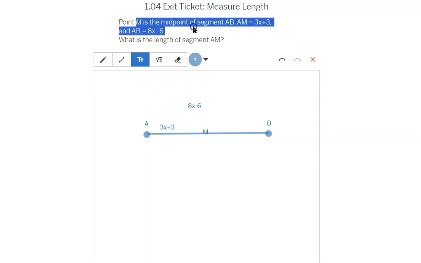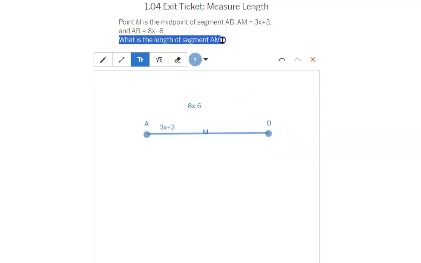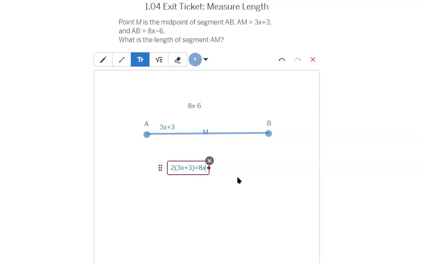Since M is the midpoint, we know that AM and MB are equal, but they want to know what the segment AM is. So we're going to need to do a little bit of math here. We know that 2 times AM, which is 3x plus 3, is equal to the entire segment of AB, which is 8x minus 6. Now we're going to go ahead and distribute that 2.